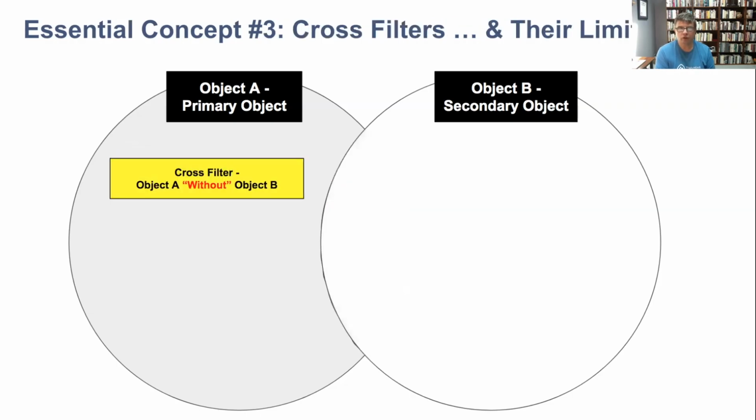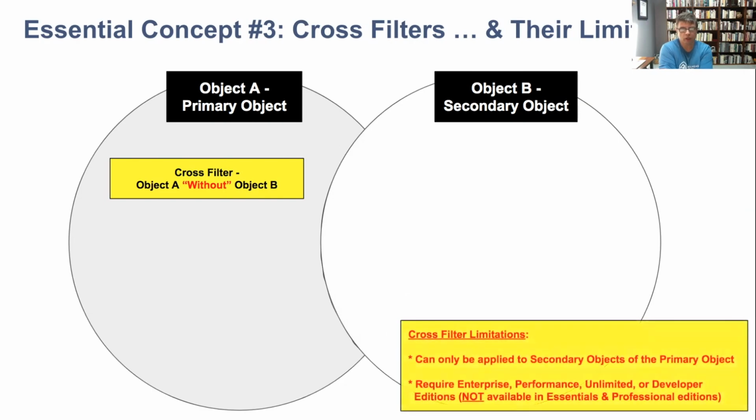You can also use a cross filter. And Jude's going to talk about this in his portion, but the cross filter has some limitations. First of all, it can only be applied to the secondary objects of the primary object. So I want to see A without B. I want to see accounts without contacts. But it doesn't go the other way around. I want to see opportunities without products. And not all editions have the cross-filter capability. So there are some limitations there.